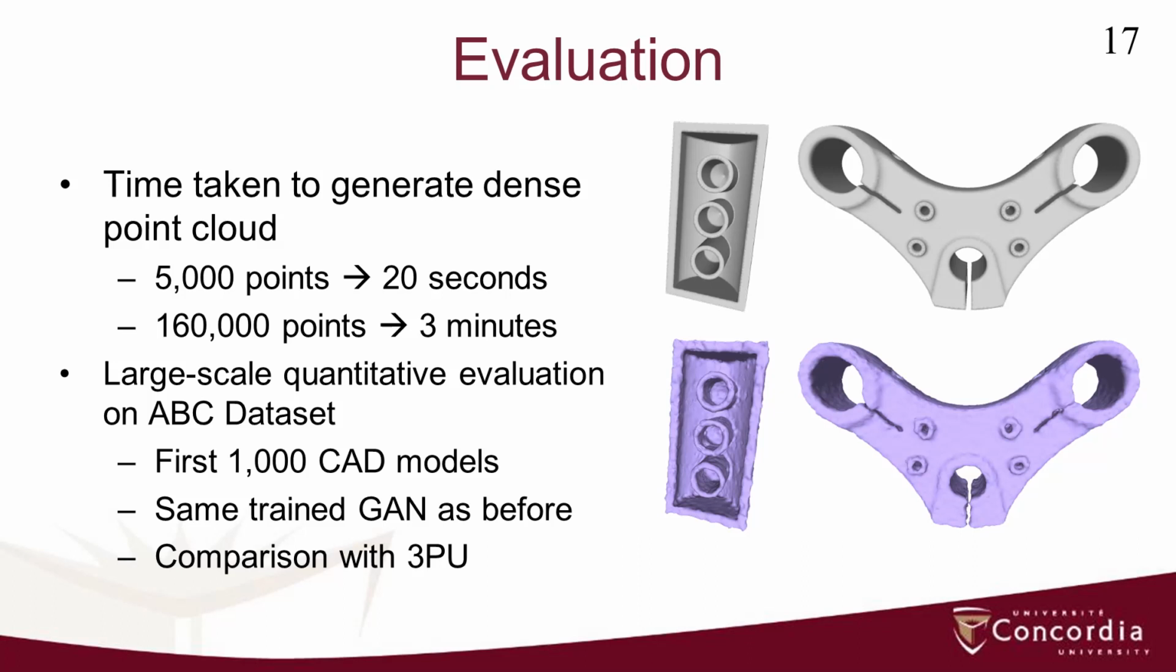Performance-wise, we observed that our method takes about 20 seconds to process 5,000 points and 3 minutes to process 160,000 points. That's with a mid to high-end consumer GPU. We have also performed a large-scale quantitative evaluation on the first 1,000 3D models from the ABC dataset. These are mostly CAD models, but we use the same GAN that we've already trained on the Sketchfab training set. For comparison, we use the state-of-the-art point cloud upsampling technique called 3PU.